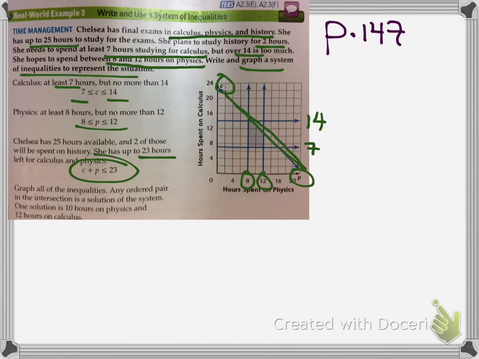So C plus P has got to be less than or equal to 23, which if I want to graph that line, I would have to treat that as y and x, and then basically see that there. This is one of those, I think the more you practice with it, the easier it'll get, but we will try to do some of those to practice.